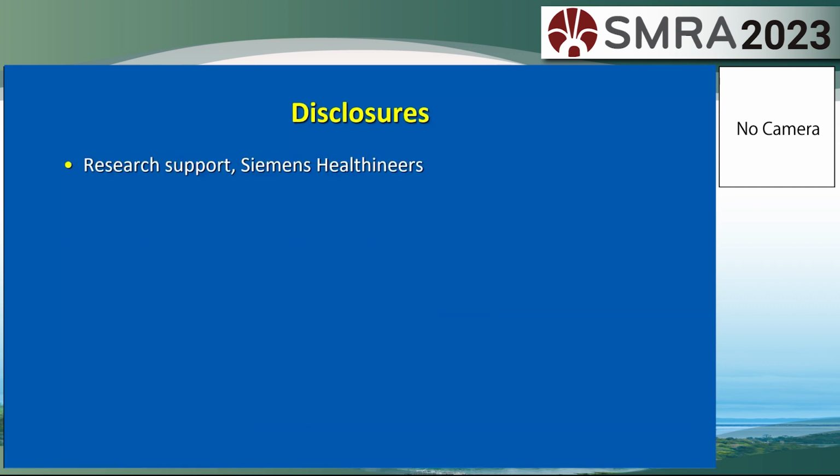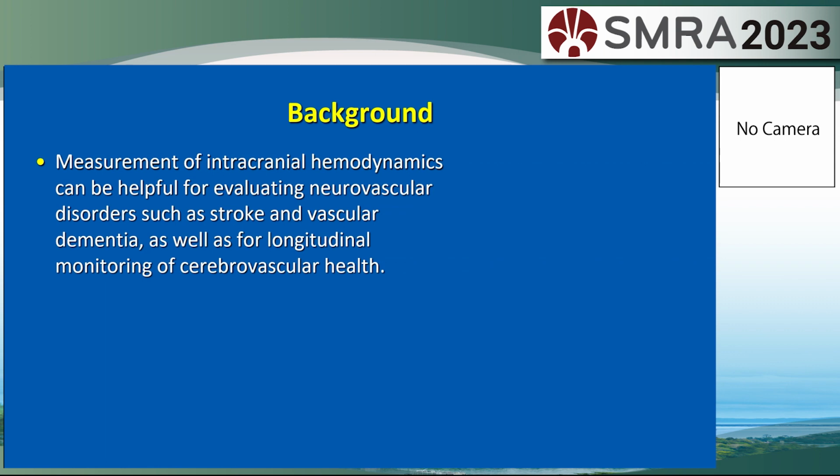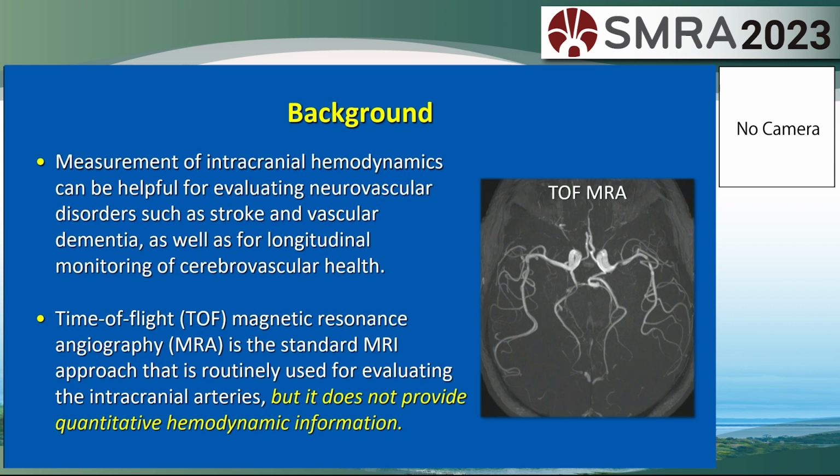These are my disclosures. I think, as we know, measurement of intracranial hemodynamics can be helpful for evaluating an array of neurovascular disorders, including stroke and vascular dementia, but also for tracking disease evolution and progression over time. And we heard earlier today that time of flight MR angiography is the standard MRI approach that's routinely used in clinical practice for evaluating the intracranial arteries, but unfortunately does not provide quantitative hemodynamic information, which potentially represents a missed opportunity.